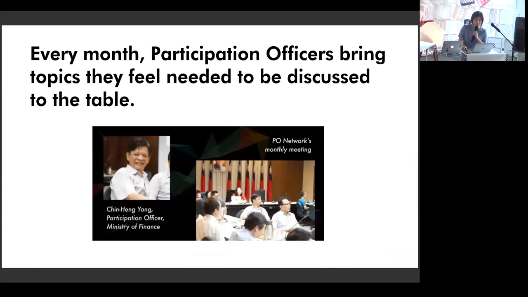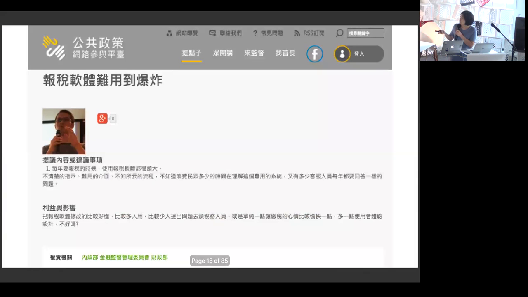Every month, participation officers bring topics they feel need to be discussed to the monthly meeting. Then they vote on what kind of topic we are going to discuss further in the following months. And this is part of the agenda setting stage. And this is the page of the e-petition website.